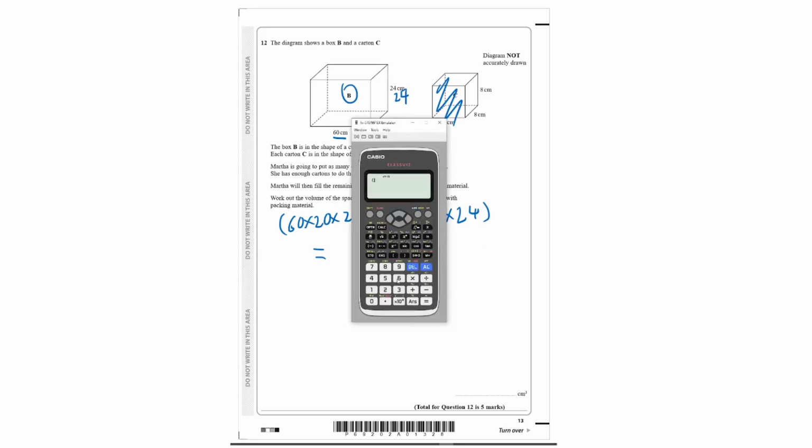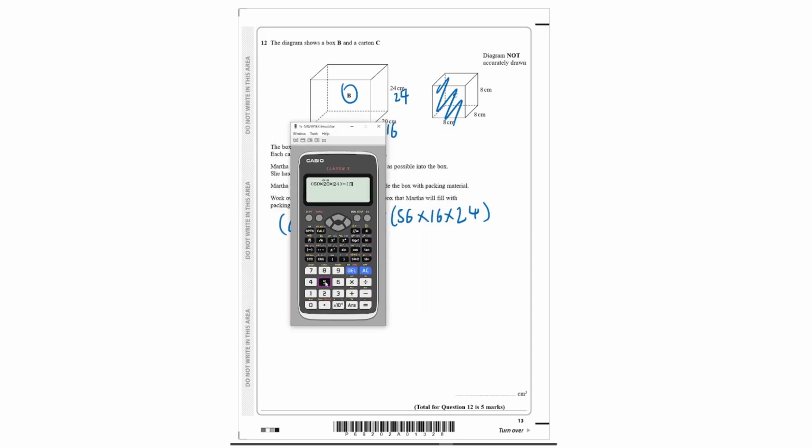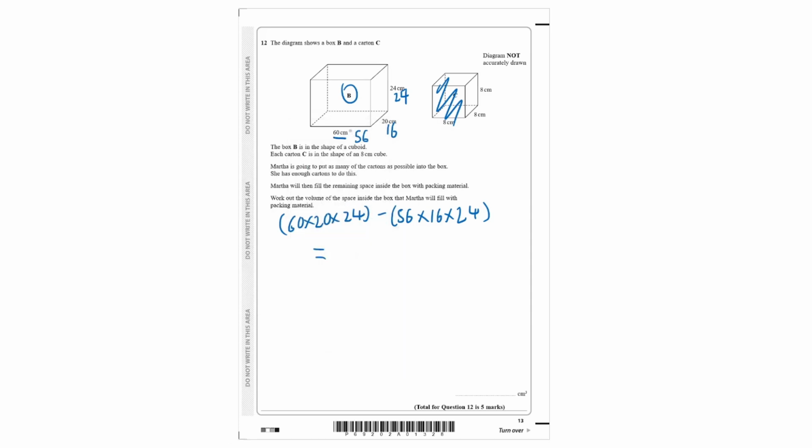So here we have 60 times 20 times 24 minus 56 times 16 times 24 gives us 7296 centimeters cubed.